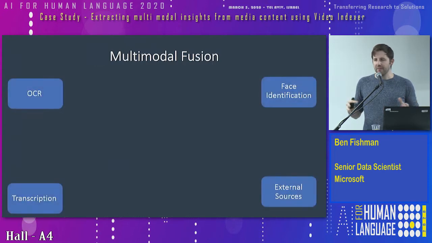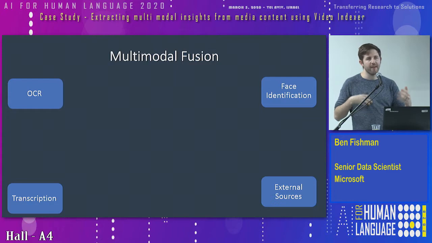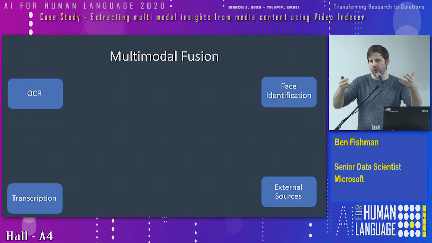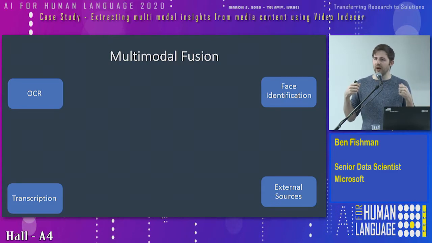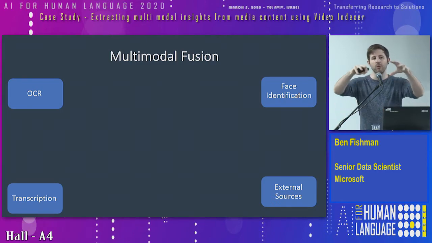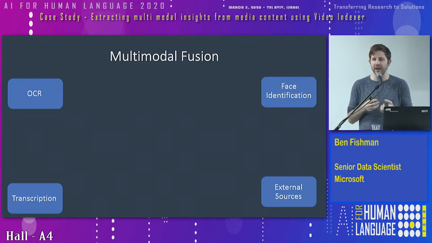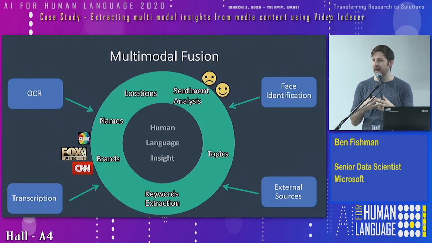Okay, now after we did the visual processing and the auditory processing, we have many insights that we provide the user and they can use. But other than that, we can run more algorithms. We can take the OCR, the face identification, and the transcription, combine them together with external sources like Wikipedia and more, and fuse them together to get human language insights.